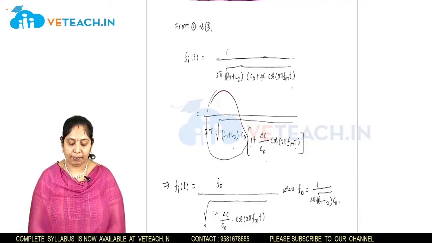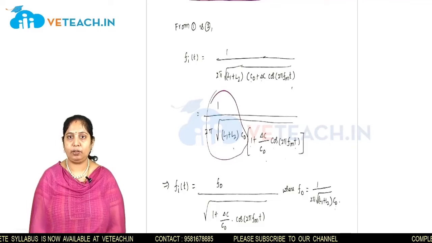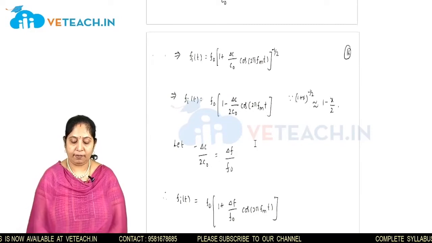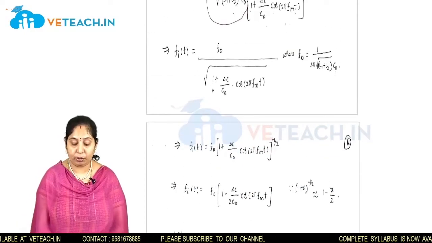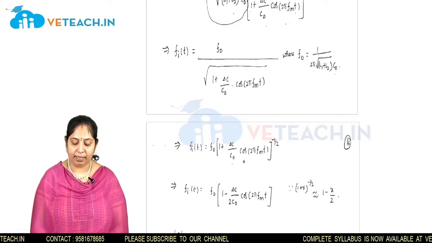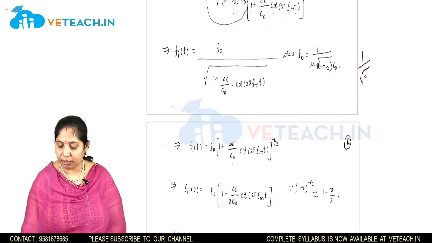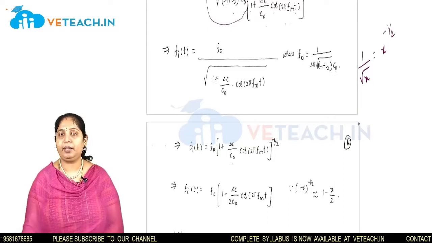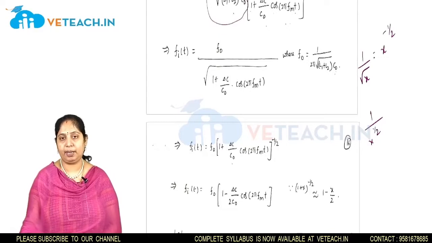So F naught by root of (1 plus delta C by C naught into cos of 2 pi Fm t). This implies finally that 1 by root of anything can be written as the whole power minus half. So F naught into (1 plus delta C by C naught into cos 2 pi Fm t) to the power minus half. See here, 1 by root x can be written as x power minus half, that is, 1 by x power half is equal to x power minus half.